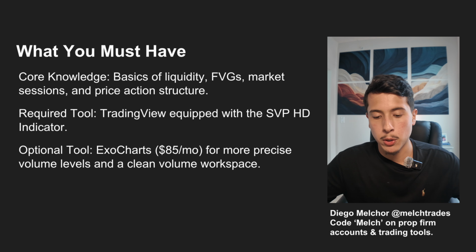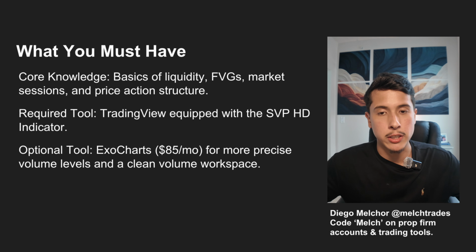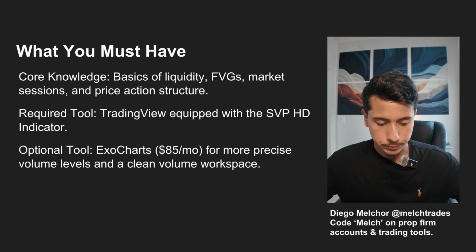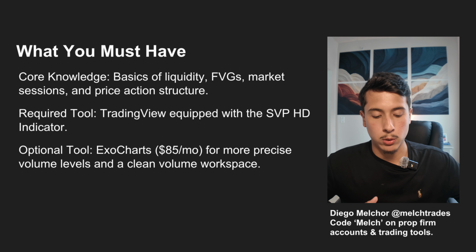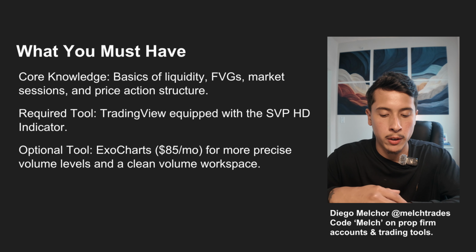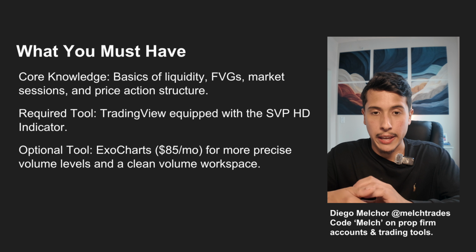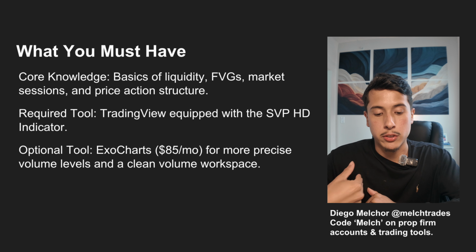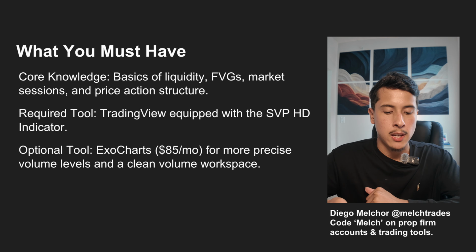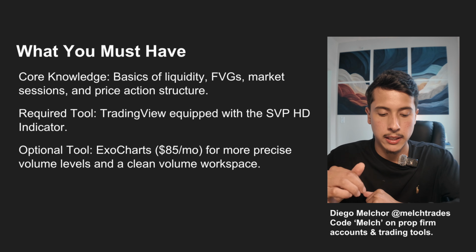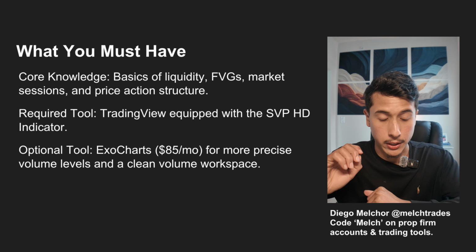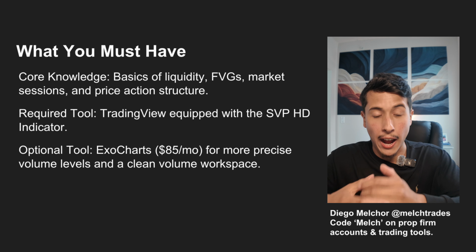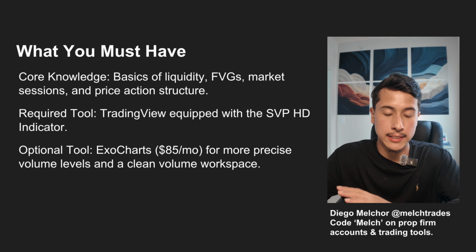Next, TradingView equipped with the SVP HD indicator. This is the session volume profile indicator that I use when I'm using TradingView. Now, I use ExoCharts. ExoCharts is an order flow software. It's about $85 per month, and this is separate from TradingView, right? For the most part, I actually don't use the TradingView indicator because ExoCharts gives you the precise tick data. It gives you the highest quality, most accurate levels that institutions are using. So I use ExoCharts to get my levels, which I will show y'all in this series.